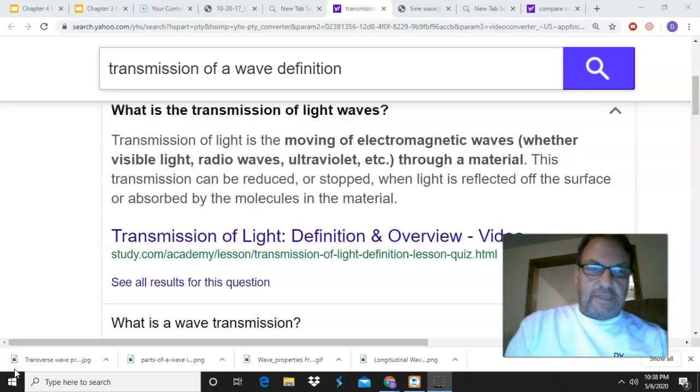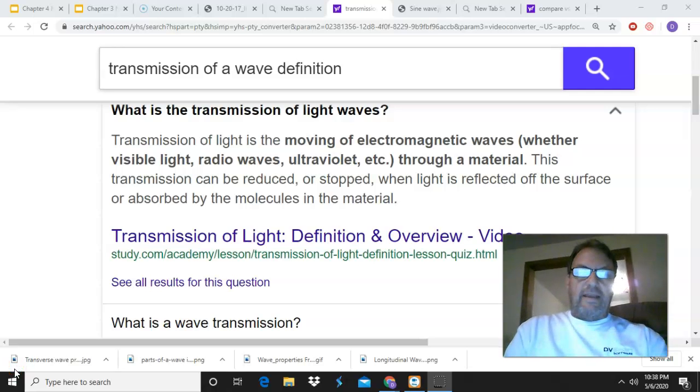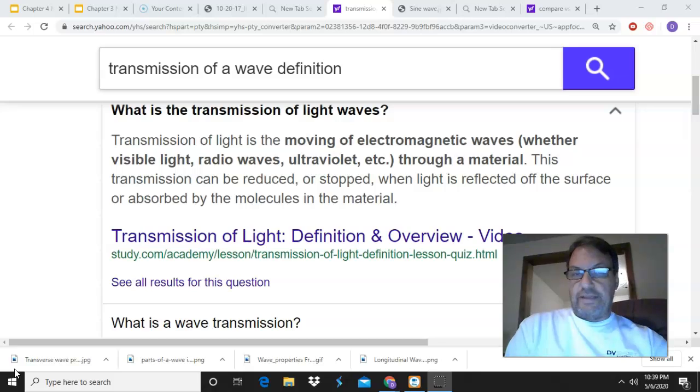The next term is transmission. And in our situation, we're going to talk about transmission of light. And that's the moving of electromagnetic waves through a material. This transmission can be reduced or stopped, meaning it can be slowed down or stopped when light is reflected off of a surface or absorbed by the molecules in that material. And that's going to lead us to absorption, which we will just talk about now.